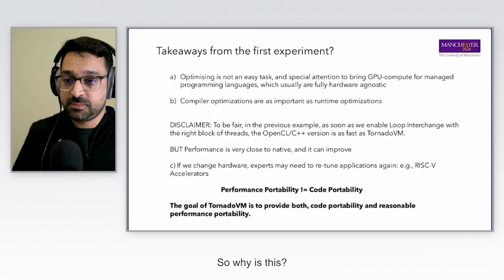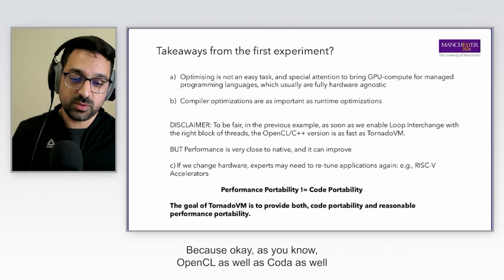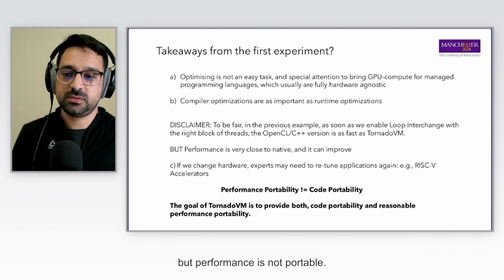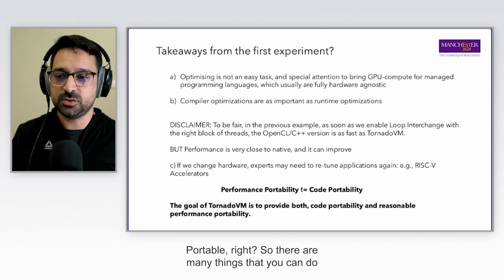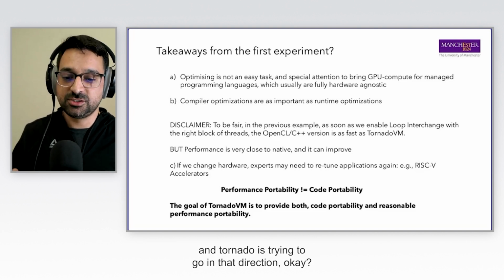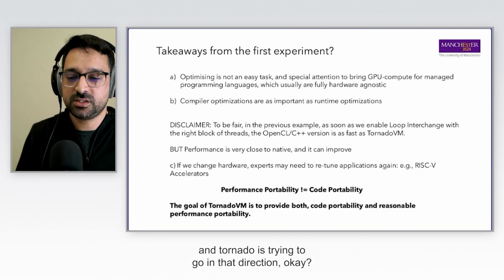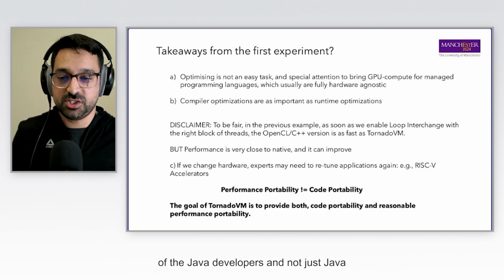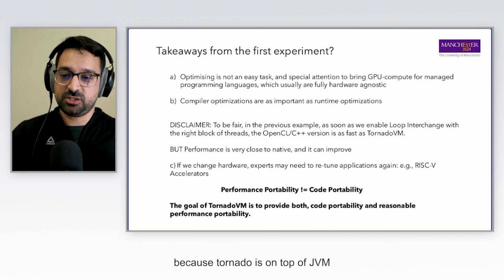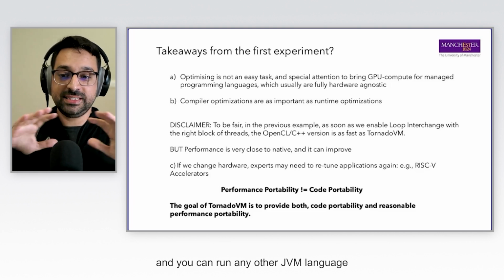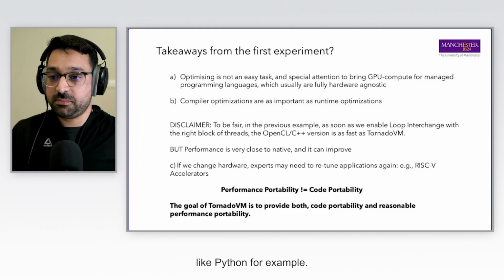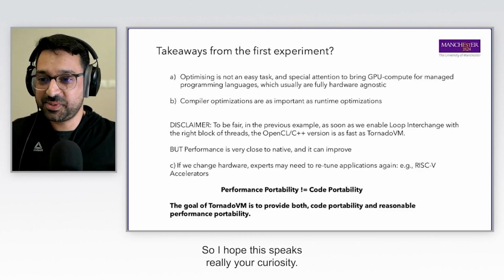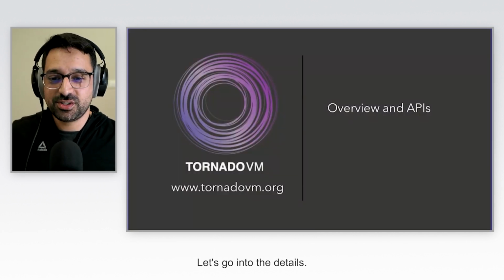Why is this? Because, as you know, OpenCL as well as CUDA, as well as oneAPI, code is portable, but performance is not portable, right? So there are many things that you can do to achieve performance portability. And Tornado is trying to go in that direction, also to have an experience that is fast enough for many Java developers. And not just Java, because Tornado is on top of the JVM, and you can run any other JVM language, like Python, for example. I will show you an example later on. Okay, so I hope this piques your curiosity. Let's go into the details.